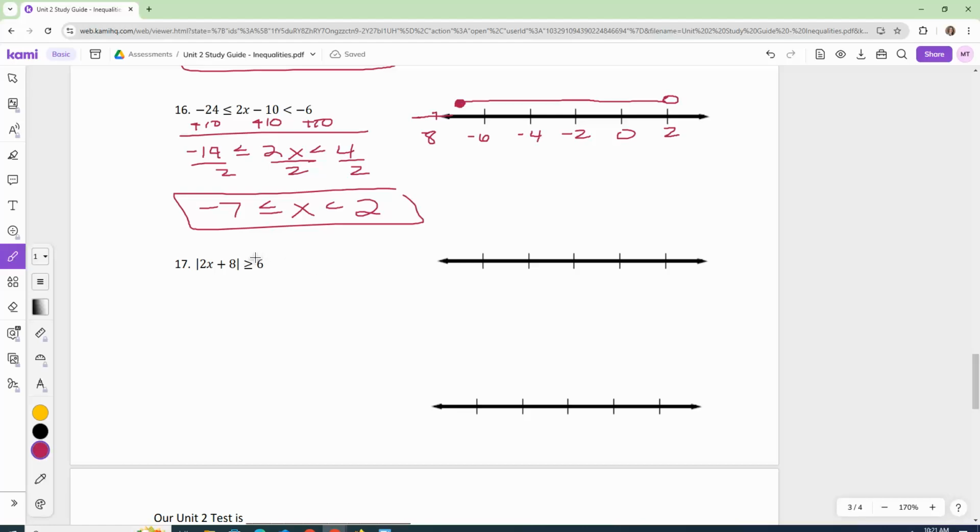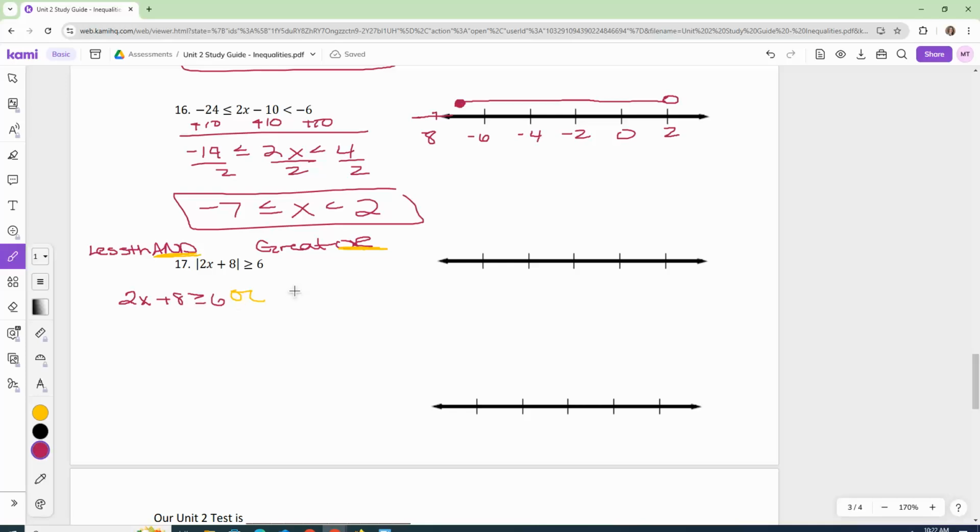Number 17. Now we get into the absolute values. Julius, can you tell me, is this an and or an or? Remember our less than or greater than. So this is greater than, so an or. So with the ors, 2 pieces. First one, nothing changes.